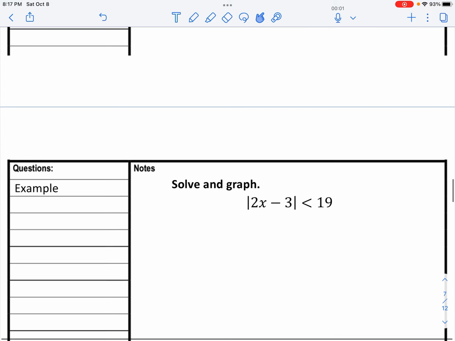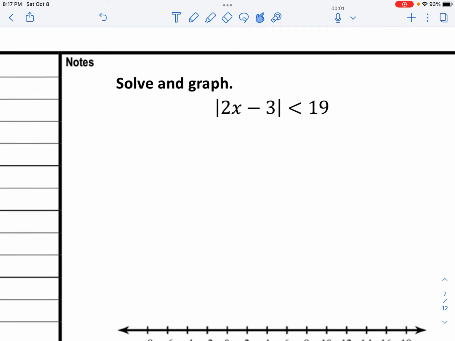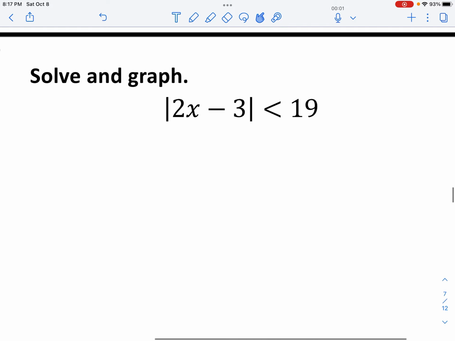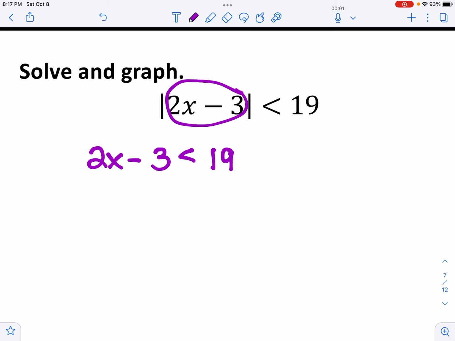All right, so let's take a look. So here we have an absolute value less than 19. So this should act as an AND inequality, but we want to isolate the absolute value bars. It already is, right? So I can create my 2 cases. This is going to be fine as long as 2x minus 3 is less than 19. Okay, cool. But also, if I want this to work, this in here is going to have to be bigger than negative 19, or we're going to have some problems.